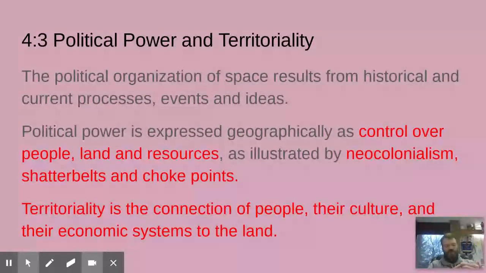Political power is expressed geographically on a map as country, or as control over people, control over land and resources, and it's illustrated through neocolonialism, shatter belts, and choke points. Those three things are examples of the way politics change the way that people live. Territoriality is the connection of people, their culture, and their economic systems to the lands.